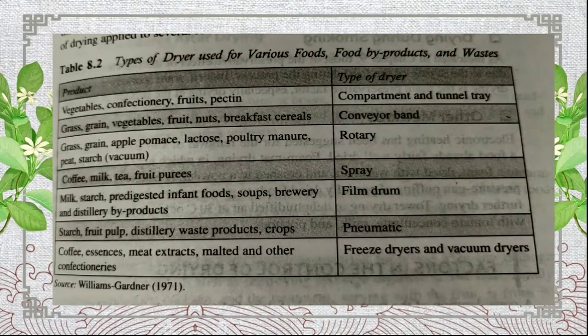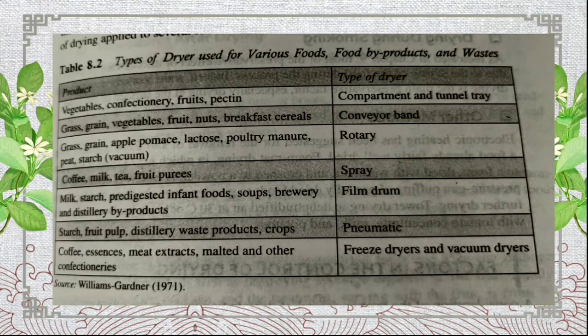These are examples of foods and the type of dryers used for drying. Vegetables, confectionery, fruits, pectin: the type of dryer is compartment and tunnel dryer. Grass, grain, vegetables, fruit, nuts, breakfast cereals: conveyor belt. Grass, grain, apple pomace, lactose, poultry manure, and starch: rotary dryer.